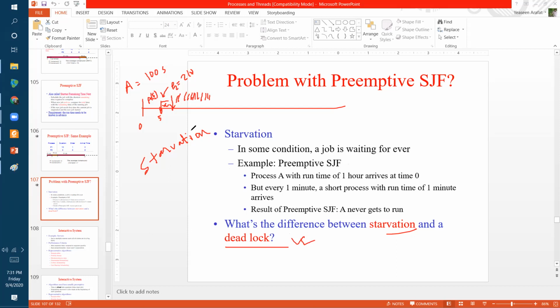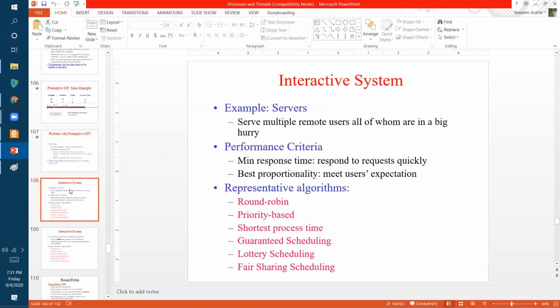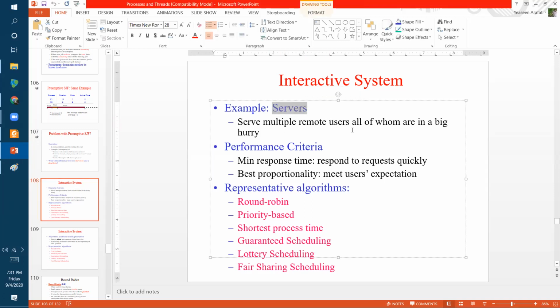So now the scheduling algorithms are quite fine for us. Now here comes the interactive system. I told you about interactive systems, where there will be some users or clients who continuously make requests to multiple servers. Servers will serve multiple remote users, all of whom are in a big hurry.